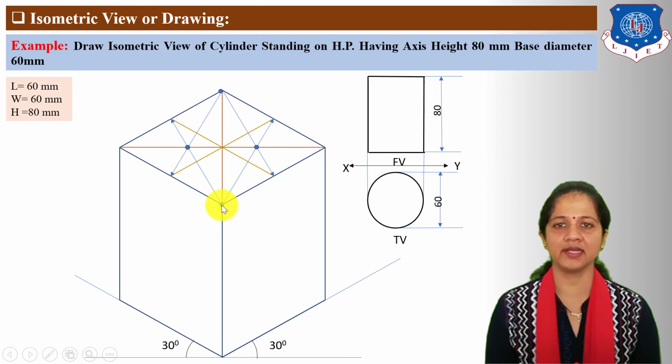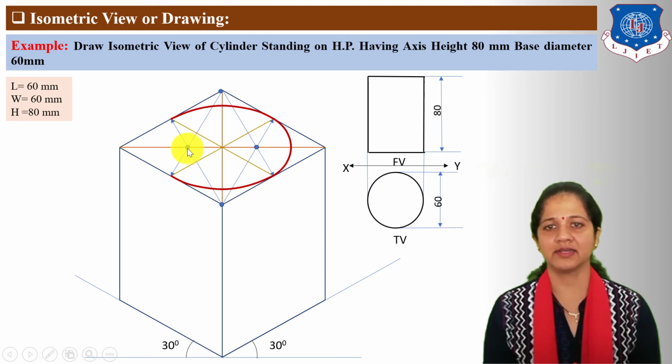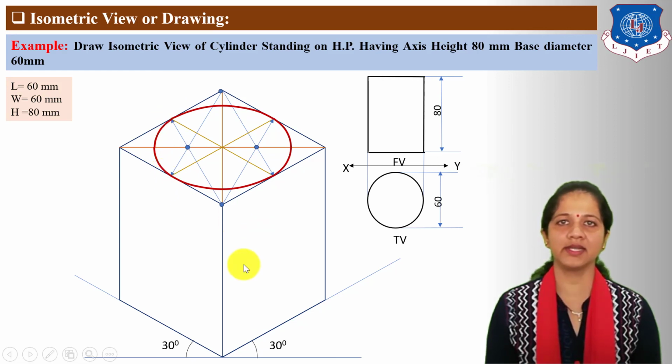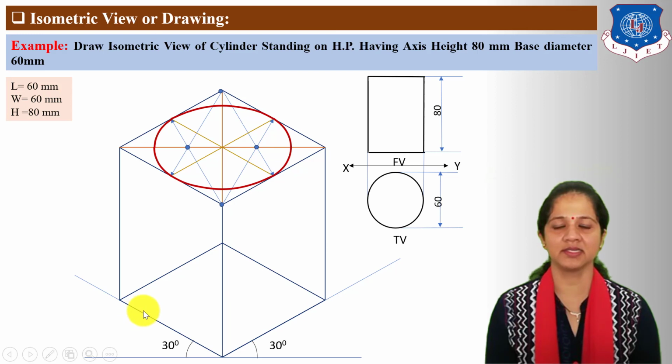Next, take this center and connect these two endpoints of axes. Similarly, take this center and connect these two endpoints of axes. Next, take this center and connect these two endpoints of axes, and next take this center and connect the two endpoints of axes. Now the cylinder has an equal shape of base and top face. So first complete the base face, connect the bigger diagonal.